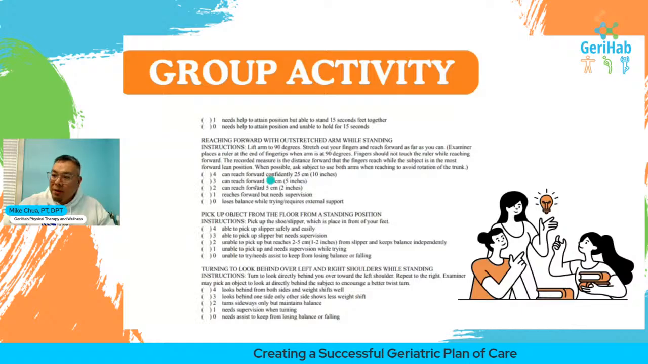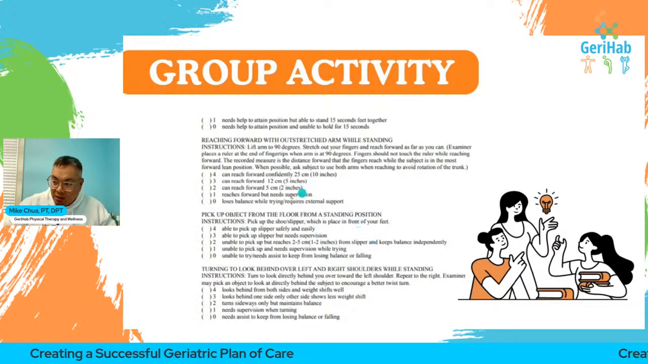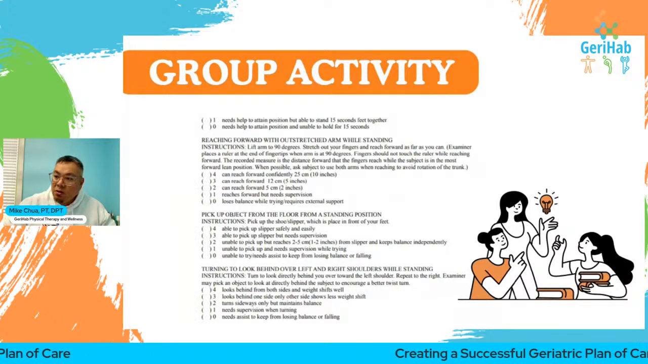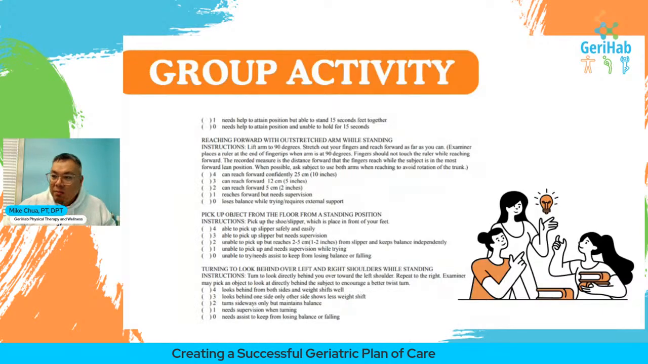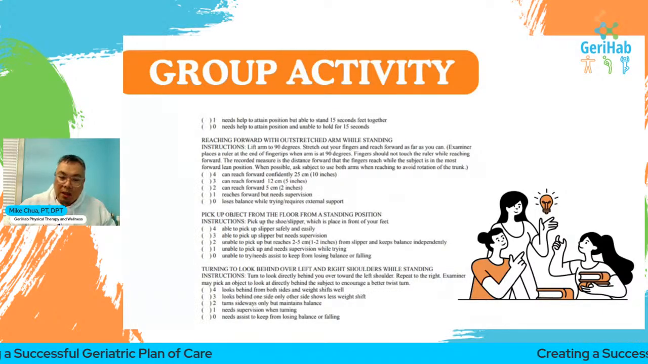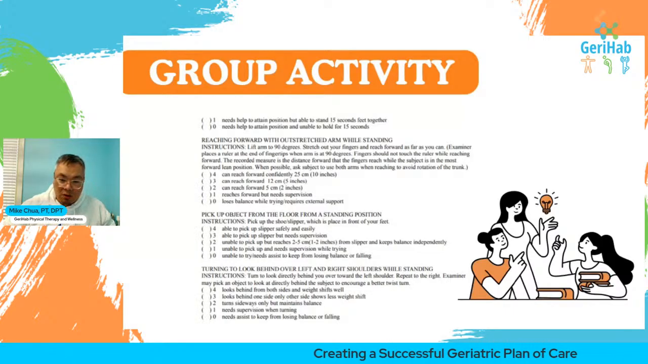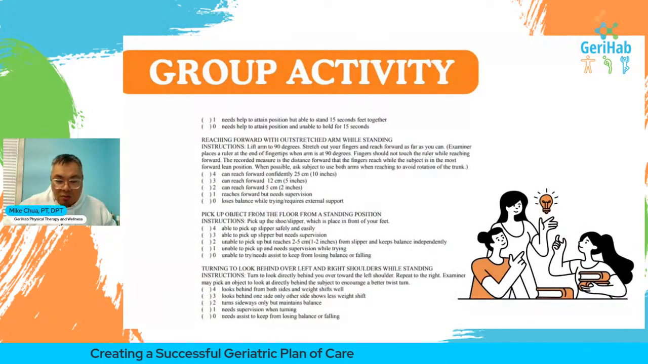All right. Picking an object from the floor from a standing position. It's just a very quick test. You just ask them, hey, can you pick up your shoe? You pick up this pen off the floor, and then you'll see their biomechanics. Just by looking at their biomechanics of reaching down, you'll know what range of motion you need to work on, what joint you need to stretch, and what muscle needs to be strengthened.